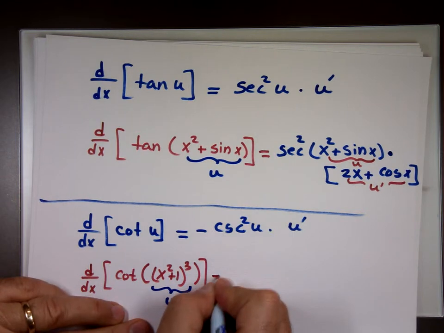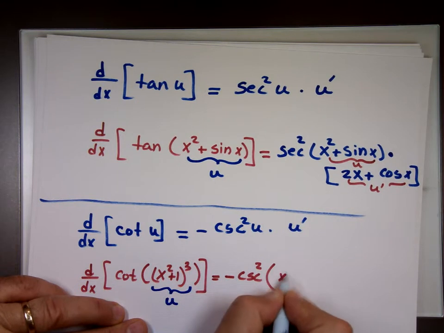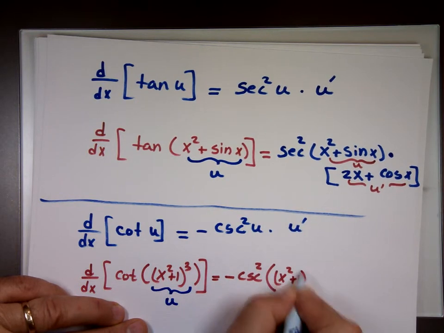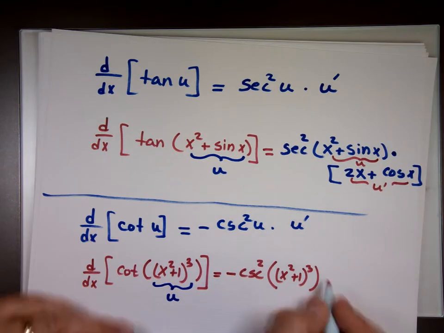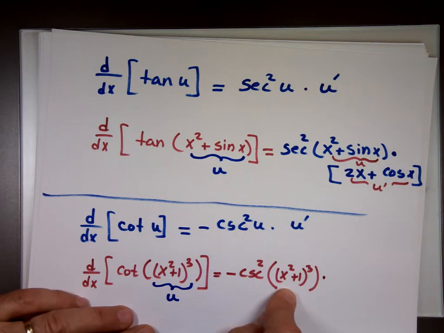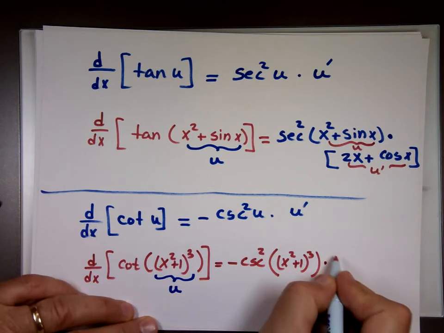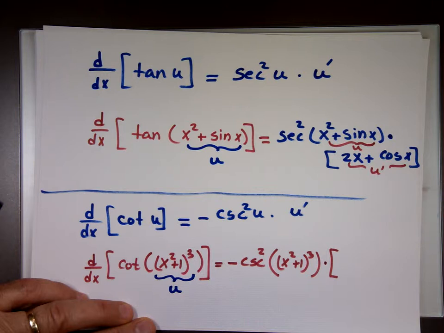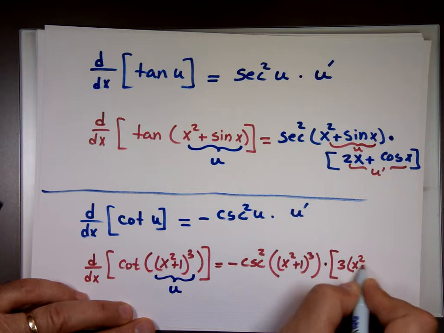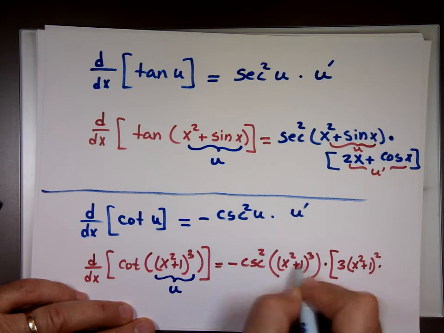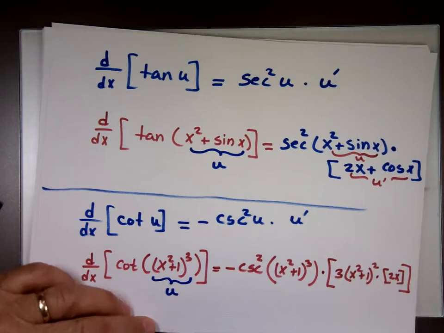The derivative is going to be what? Negative cosecant squared of x squared plus 1 to what power? 3. Am I done? Times the derivative of what's inside the parentheses. How do you take the derivative of that? Yep, 3 times x squared plus 1 to what power? 2 times the derivative of what's on the inside, which is what? 2x. So you've got to remember all these rules there.